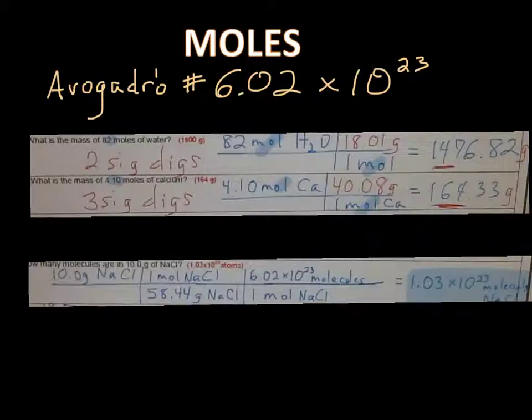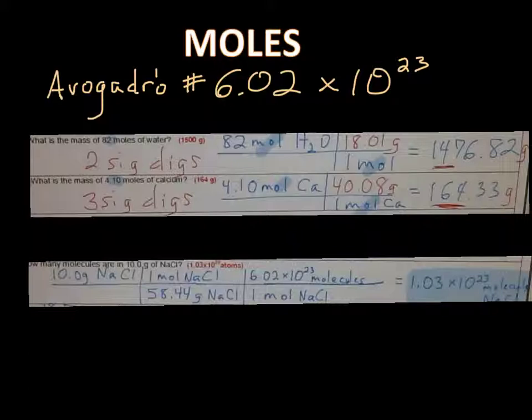As you go a little further into your review, you'll come across problems where you need both molar mass and Avogadro's number to come up with the answer. In this example from the review guide, you'll see that grams of sodium chloride were given, and the question was number of molecules. So first we use molar mass to convert from grams to moles, and that comes from the periodic table. Then we use Avogadro's number to convert from moles to molecules.